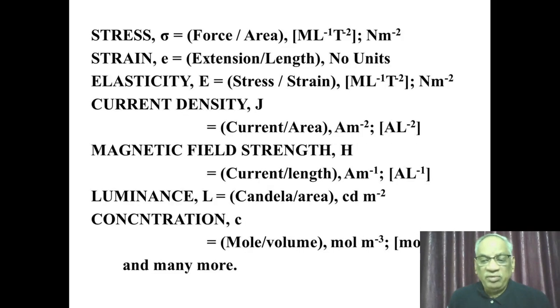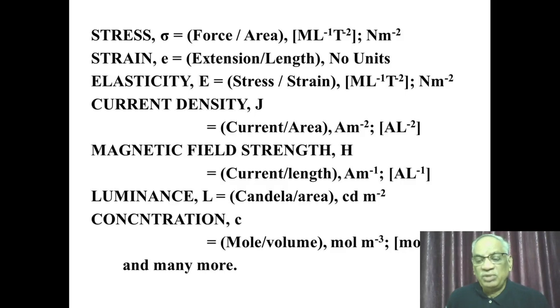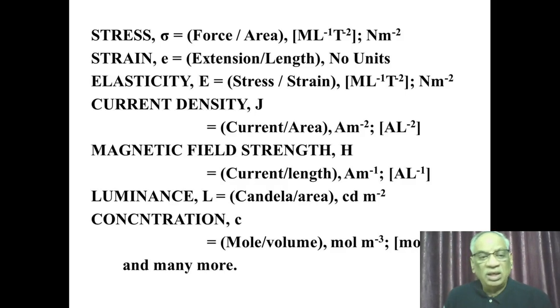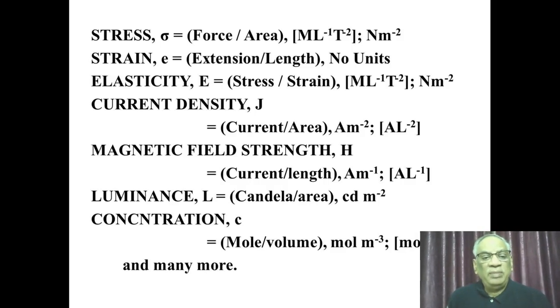And stress. When a force is acting upon a body, the force by the body's cross section area, with the force acting perpendicular to the area, this force by area is called the stress. So newtons per meter square is the unit for that, and dimension is ML minus 1 T minus 2.